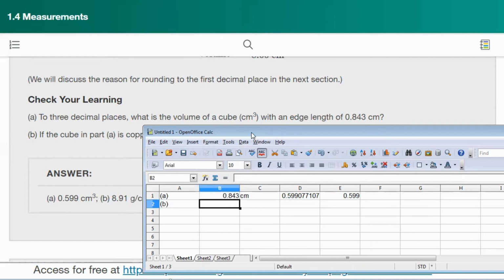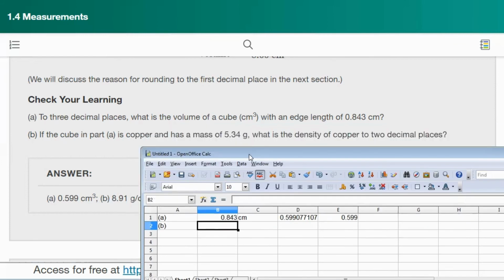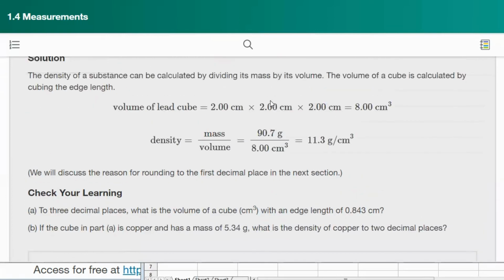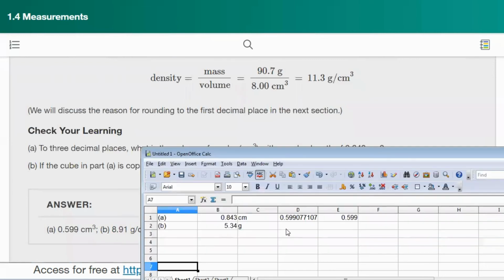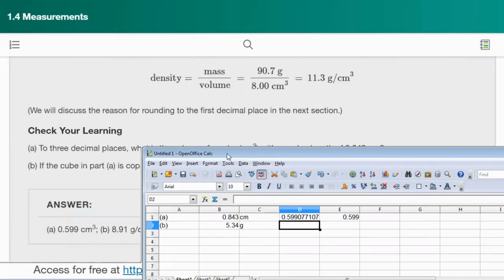And the mass was 5.34 grams. And we were assuming how many? 8 cubic centimeters. So it says if the cube in part A is copper, okay, the cube in part A is 0.599 cubic centimeters, and it has a mass of 5.34 grams.